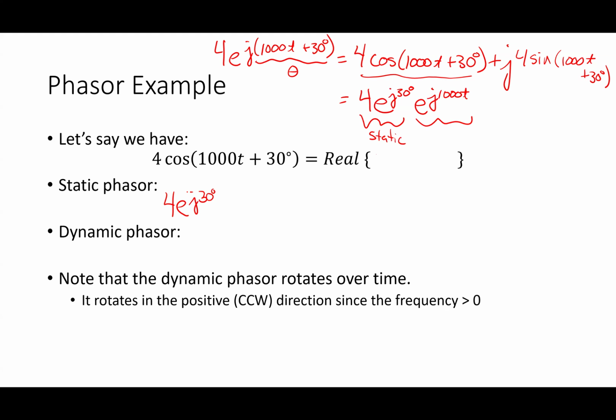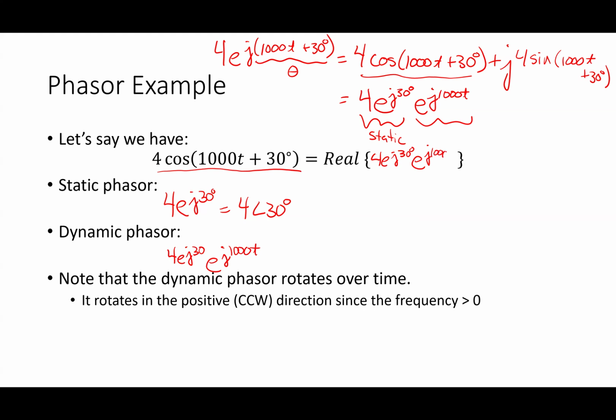That static phasor is really important when I get into 2112. If you're in that now, you're going to be using that a lot. Oftentimes you'll just write it as 4 angle 30. You won't use the e. In this class, because this is more math, I'm going to use the e to the j a lot. But in 2112, usually we skip that and focus purely on the polar form. The dynamic phasor is the whole thing: the 4 e to the j 30 degrees times e to the j 1000 t. This cosine is the real part of that dynamic phasor.